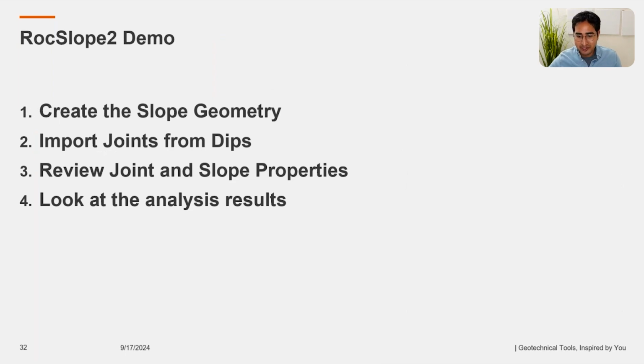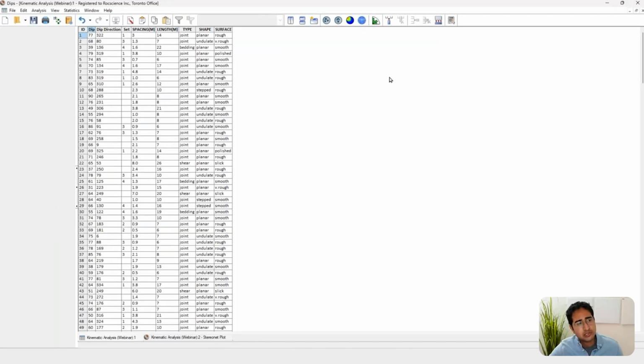Great. So without further ado, I actually want to jump straight into a quick demonstration of RocSlope2. But right before that, I would want to open the DIPS example file that I'll be using in my demonstration, just to quickly look at the data that we're dealing with. So here's our DIPS example file. We can think of it as the orientation data collected by a geologist investigating a rock face with a dip of 70 degrees and a dip direction of 0 degrees.